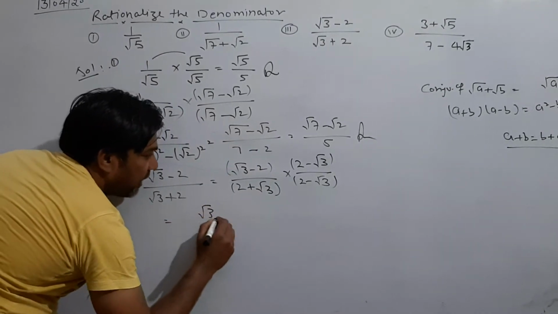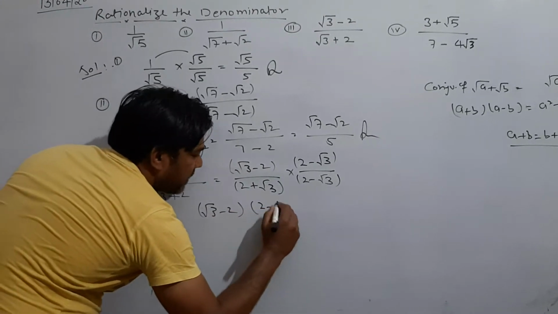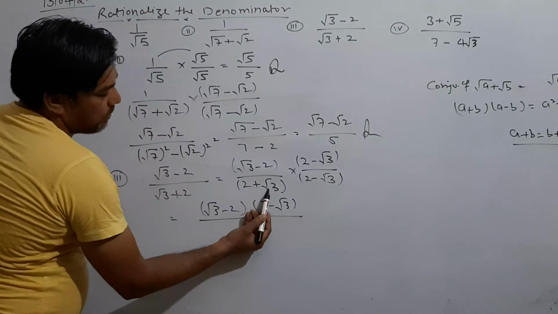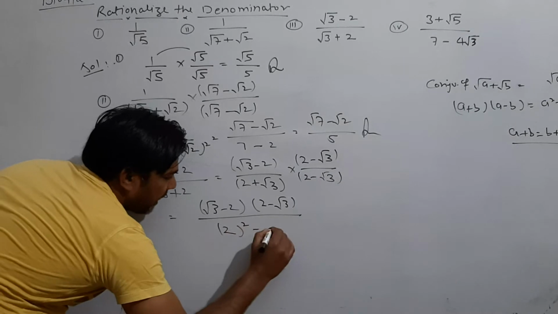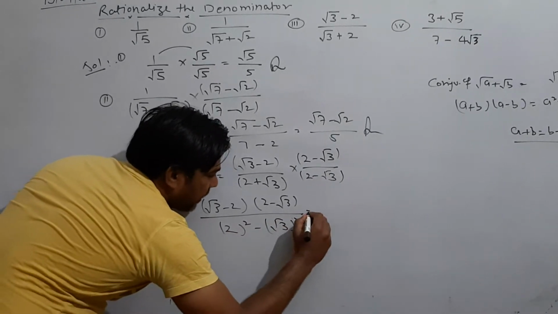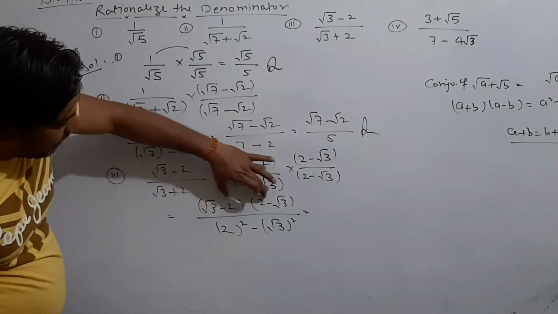In the numerator, what do we have? Under root 3 minus 2, and here 2 minus under root 3, upon, again, a plus b and a minus b, which is equal to a square minus b square, right? And here these are the two different brackets.